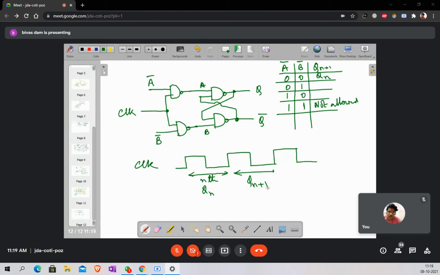When A bar is 0, B bar is 1, what happens to Qn plus 1? A bar is 0 means A is 1. That means B is 0. As B is 0, what happens to Q bar? 1. If Q bar is 1, what happens to Q? 0. So the output will be 0. At any point of time, if you are facing any problem, please let me know.